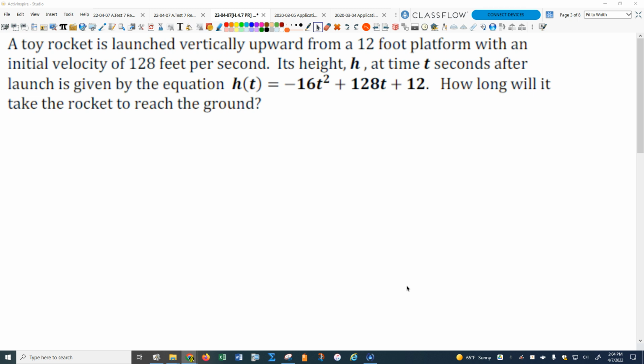Factor out a -4? I mean, we might be able to do some stuff like that, but first I guess we need to set up an equation. Typically with this kind of thing, we want to set up some kind of equation that we can solve to answer a specific question. And what's the specific question here? How long will it take the rocket to reach the ground? Well, how is reaching the ground significant with this quadratic function?